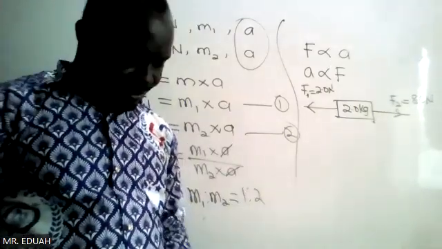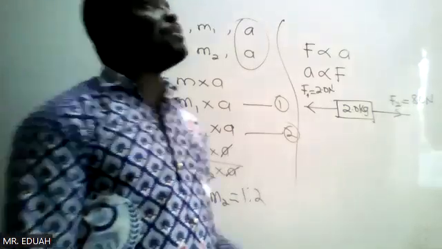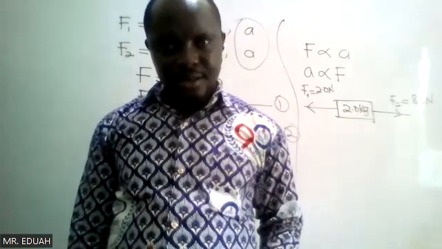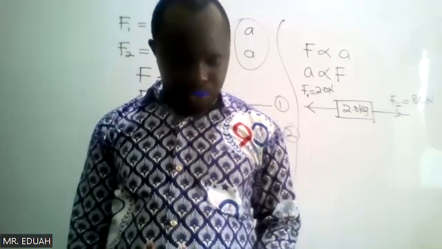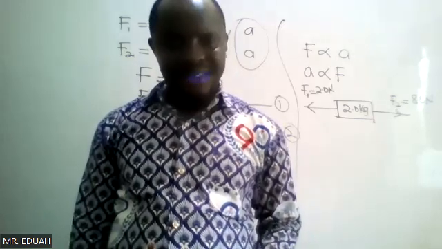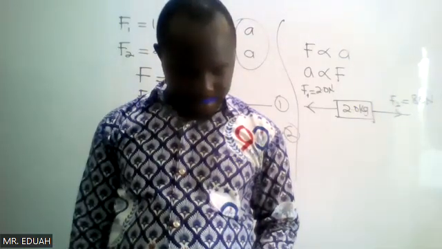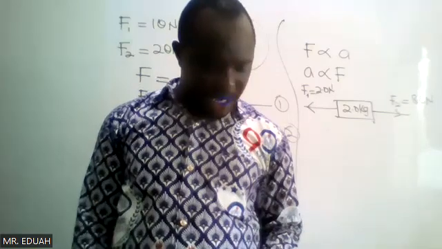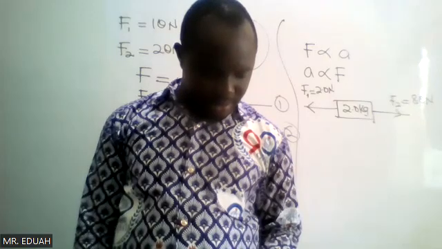Go ahead. 3 meters per second squared to the right. 5 meters per second to the right. Go ahead, the third option. What is the third option? 3 meters per second squared to the right.